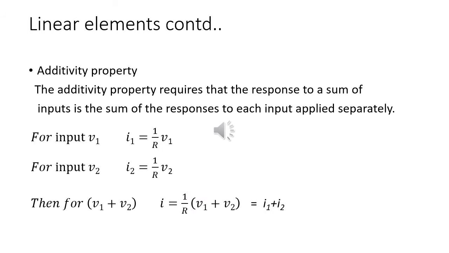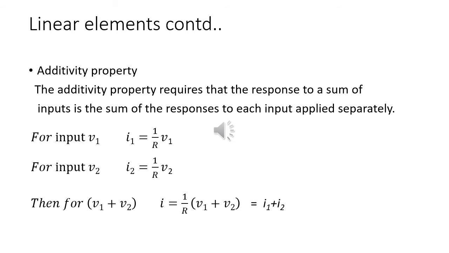The second important property is the additivity property. Suppose I give an input V1, then the corresponding response is I1, that is 1 by R into V1. The next time I give an input V2, and the response is I2, 1 by R into V2. And then if I give the sum of the earlier inputs as a single input the third time, that is V1 plus V2, then the output will be 1 by R into V1 plus V2. That is actually the sum of the earlier responses.